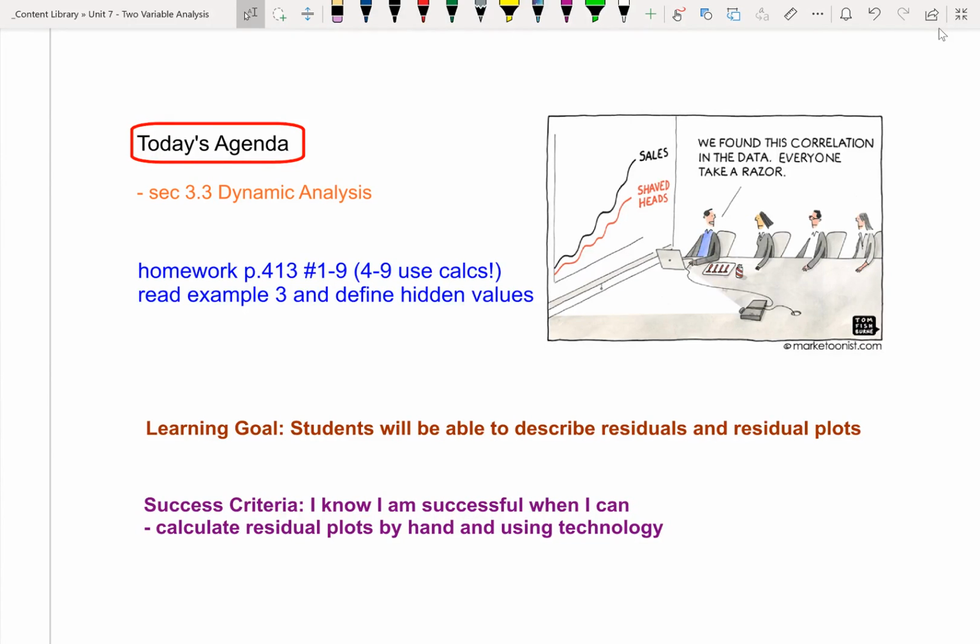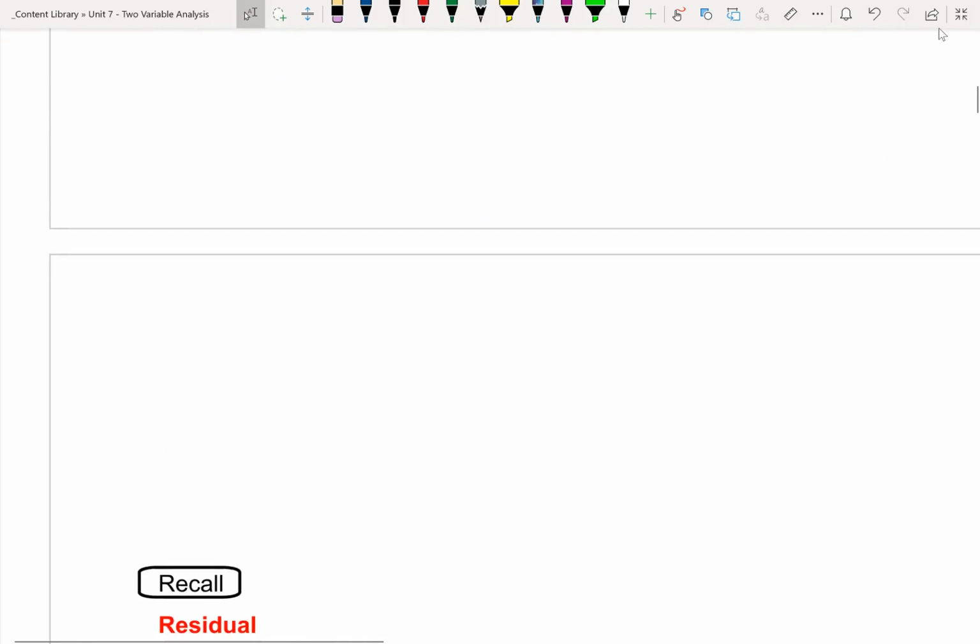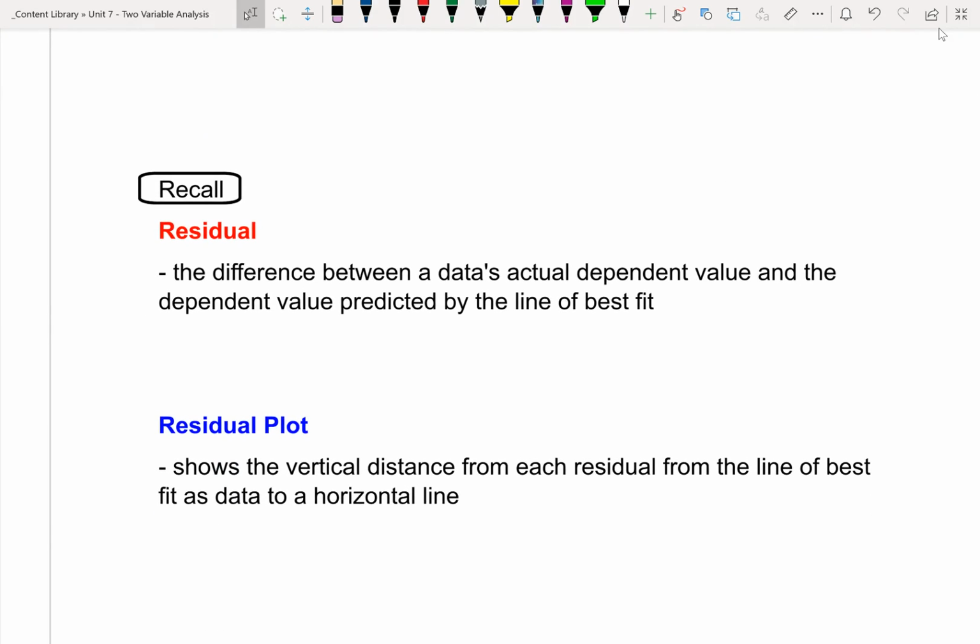In today's note, we're going to be looking at dynamic analysis. So we're going to be looking specifically at residuals, which we've talked about in a previous note, and residual plots. If we recall, a residual is the difference between a data point's actual dependent value and the dependent value predicted by the line of best fit. We talked about this when we looked at the line of best fit, and the residual is the difference between the actual dependent value and the one that's predicted by the line of best fit.